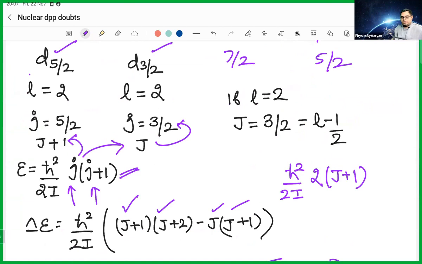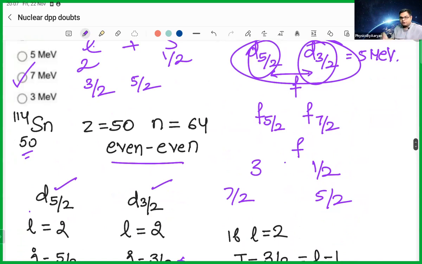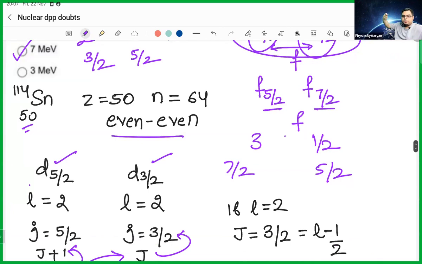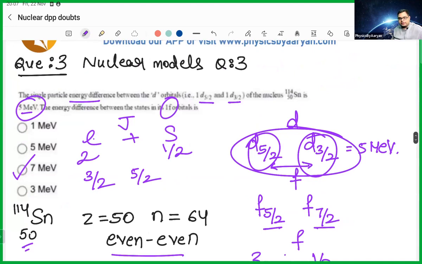Then they are asking what is the energy difference between the f orbitals. For f orbitals, the energy levels are going to be 5 by 2 and 7 by 2. And then you also do the same maths. You get two equations, you just take the ratio of them, and then you get the final answer. Yes, this was a tricky question. Any doubt you have in this problem, please go ahead.